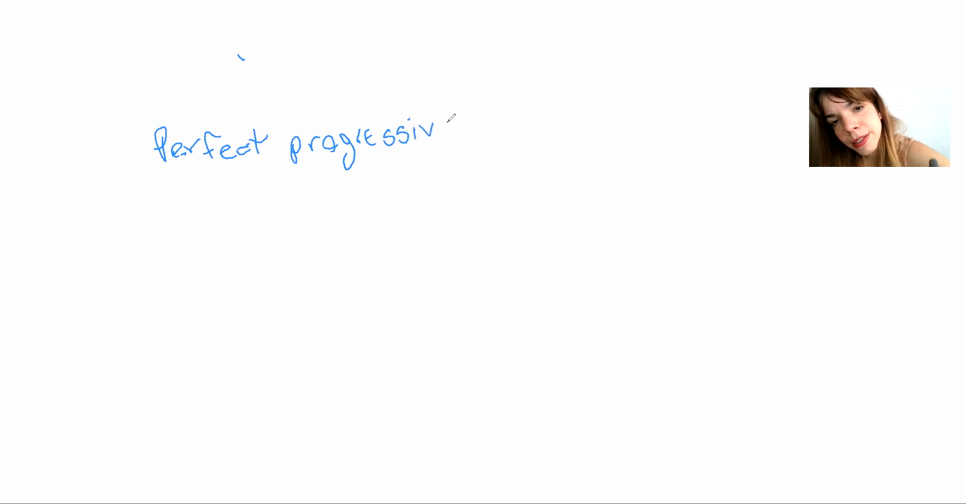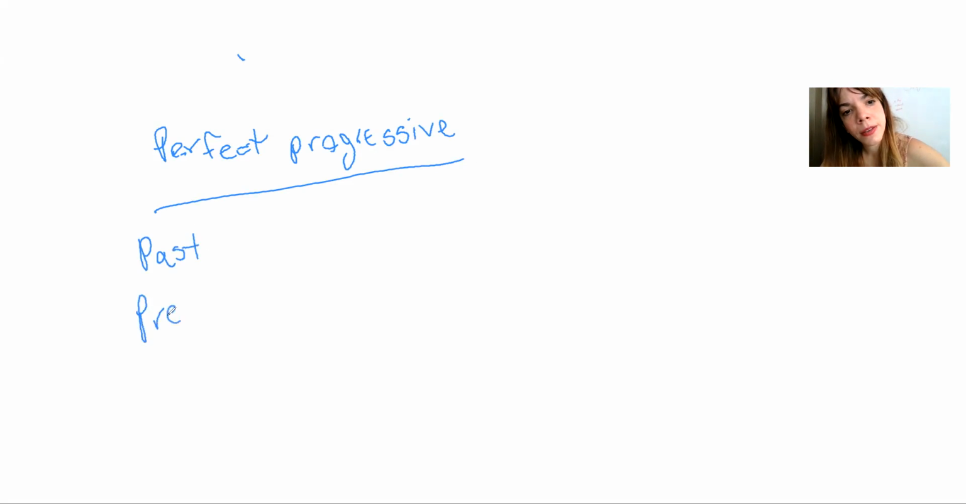Now we will do the perfect progressive. Si no me equivoco. Let's double check. Okay, so now we're doing the perfect progressive tenses. I have to hold on to this because it's not easy. All right, perfect progressive. So you have past, present, future.